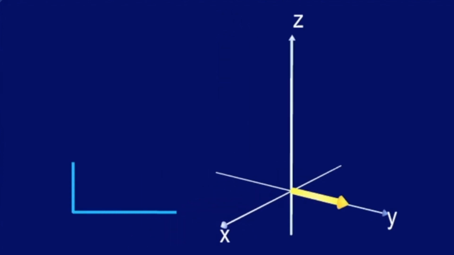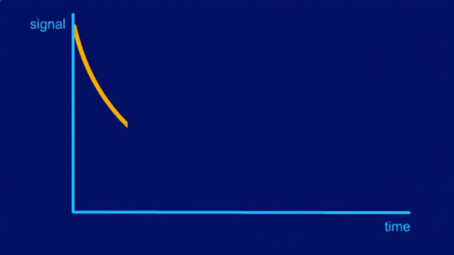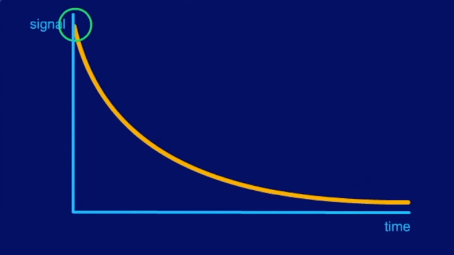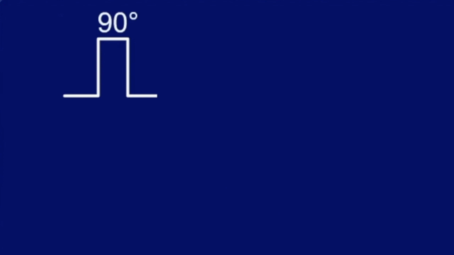How fast transversal magnetization disappears can be seen from a T2 curve. The curve starts at 0, which is the time immediately after the 90-degree pulse is switched off.